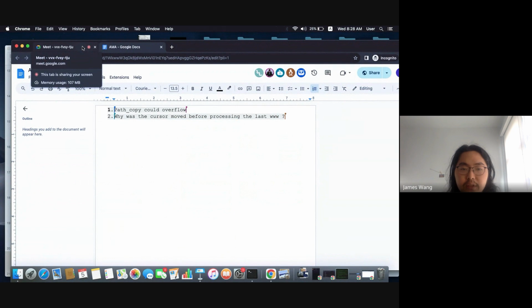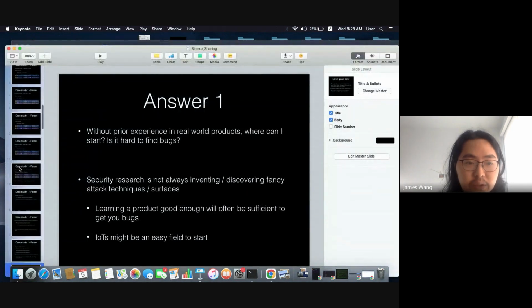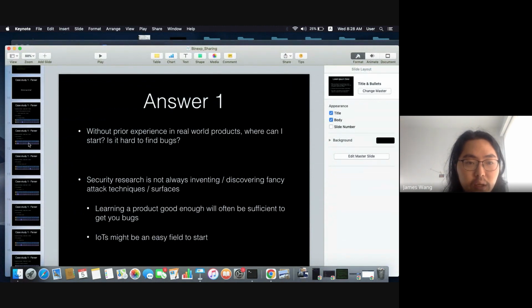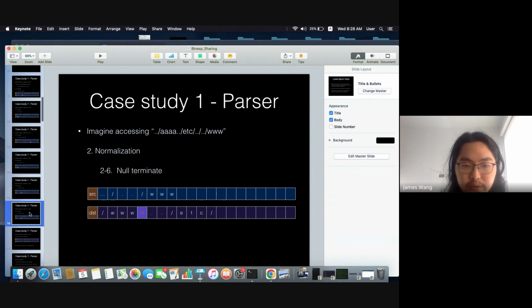Why was the cursor moved before processing the last www? Okay, I didn't see that question. Why was the cursor moved before processing the last www?